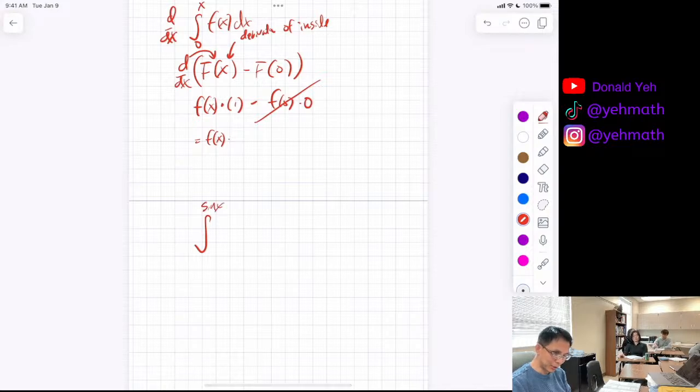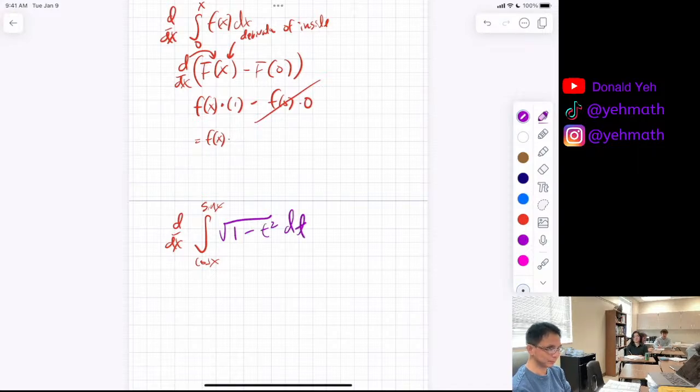The limits were sine of x and cosine of x. It's a beautiful question, by the way. And it was d/dx, taking the derivative of the function. What is that function? The function is going to be like the square root of 1 minus t squared dt. You say, okay, but it's x and t. Yeah, but that's okay. That's not a big deal.